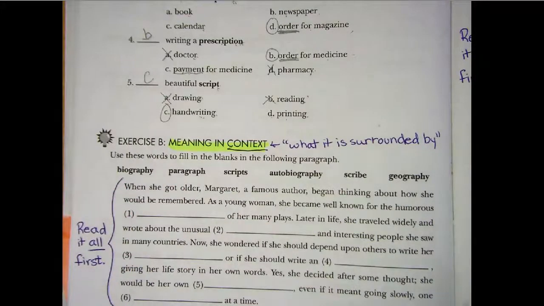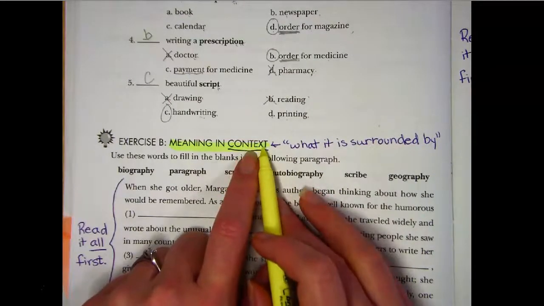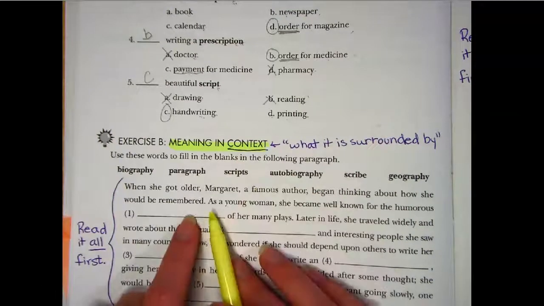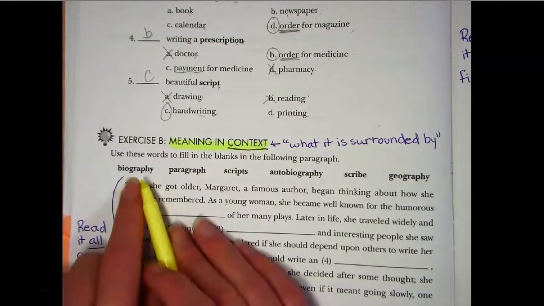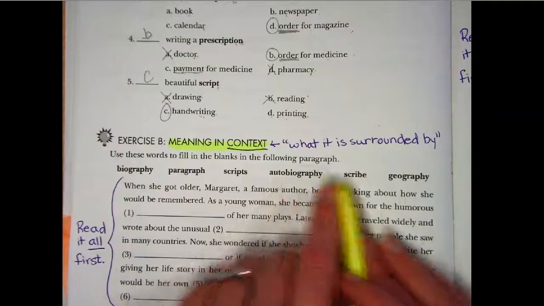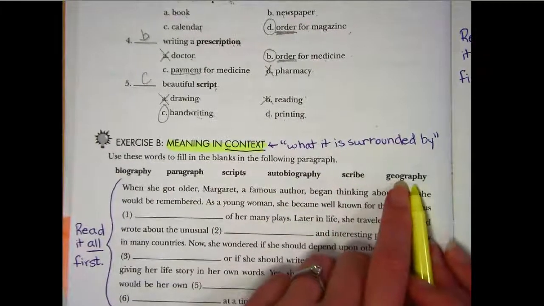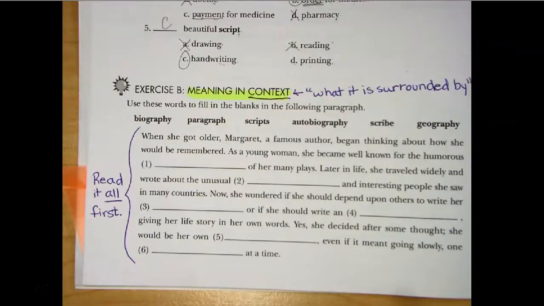Once you've read the whole thing, you'll have a better understanding of the context, and it will be easier to eliminate certain words that would not fit in certain sections. Remember, many of these words have similar meanings because they share root words. So it's important to look closely. So let's read the whole paragraph.